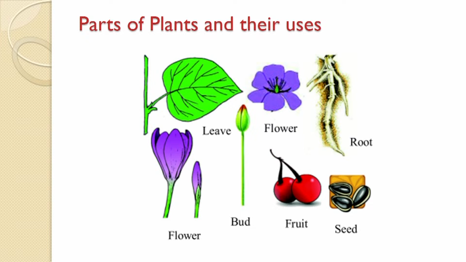Coming to leaf, it is called the kitchen of a plant. Here, through the help of photosynthesis and the energy from the sun, they synthesize their food, and a part of the food is used by the plant and the rest of the part is used by other animals in the food chain. Coming to the flower, the flower is the reproductive organ of the plant. With the help of flower and pollen, the plant is able to reproduce themselves.